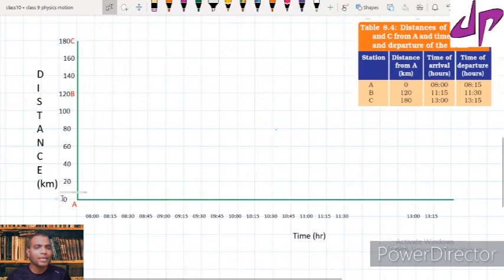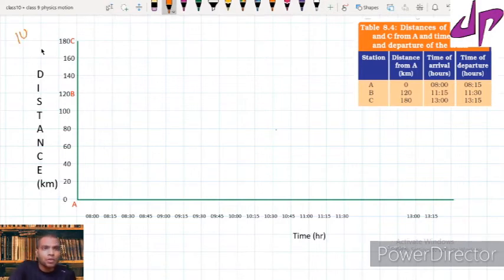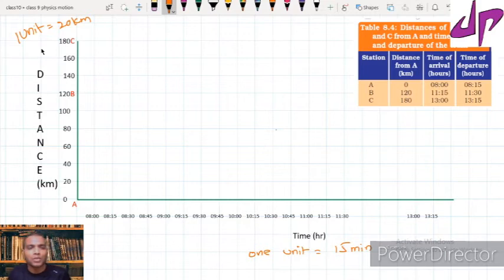Now on the y-axis, 0, 20, 40, so it means 1 unit is 20 kilometers. We can say that on the y-axis, 1 unit equals 20 kilometers. On the x-axis, 1 unit equals 15 minutes. That is the scale I have chosen here.